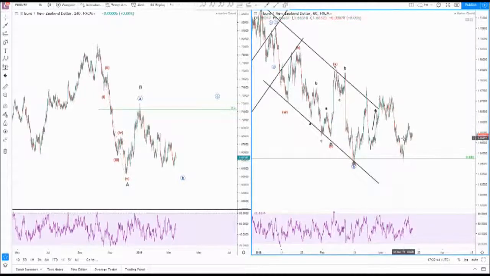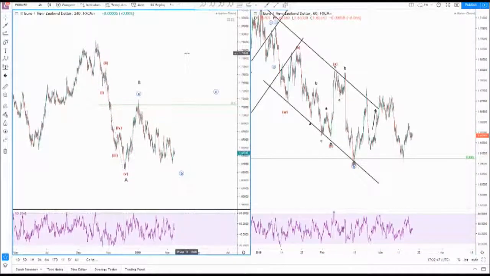So yeah, we need to be aside on this. This isn't really telling us much. This isn't giving us much of a story as to whether the euro is going to be stronger or weaker than the Kiwi, purely because the count just isn't very clean.